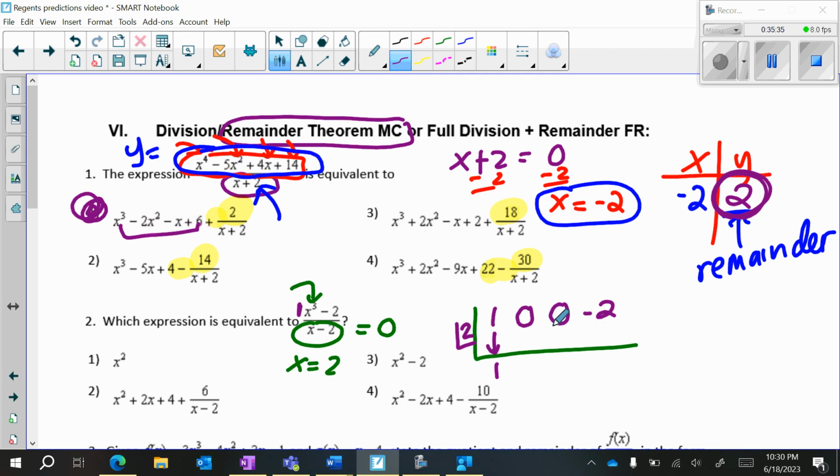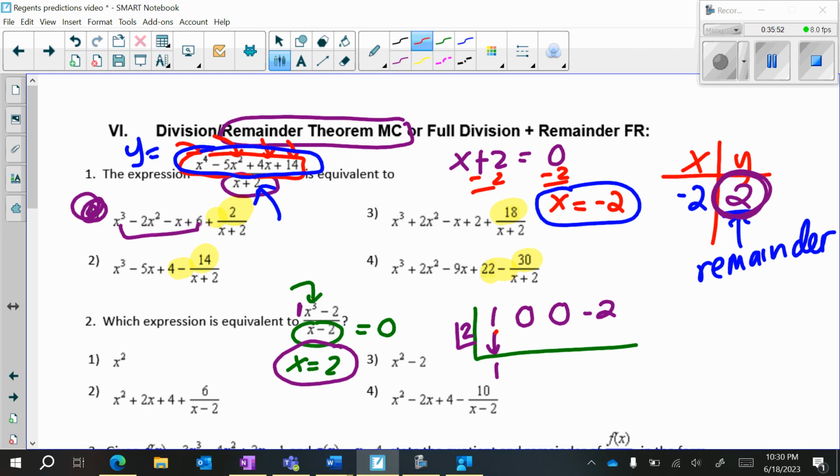Now, if you would like, we will review synthetic. Coefficients are the numbers that go inside this little box. The number on the shelf is the number that we solve for if we were doing the remainder theorem. It's the opposite sign of what's in the denominator, which is the divisor.